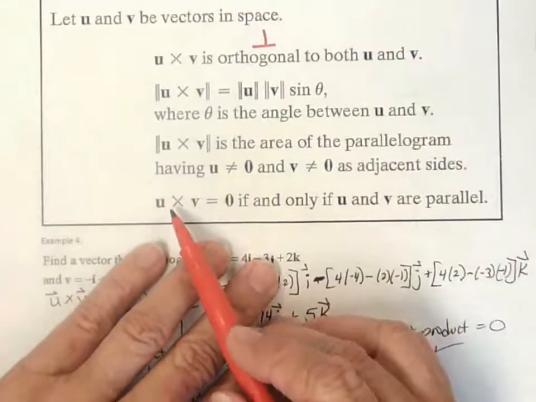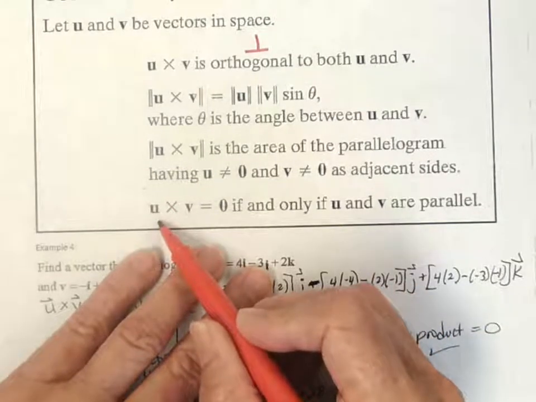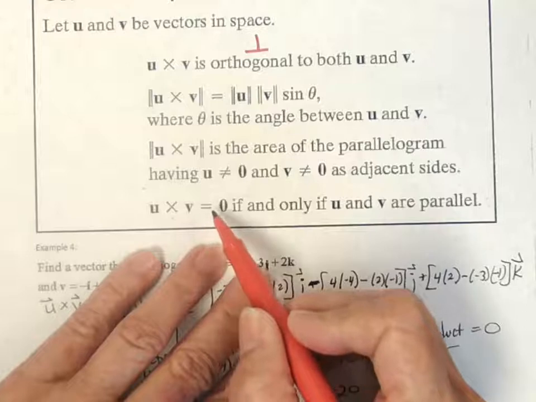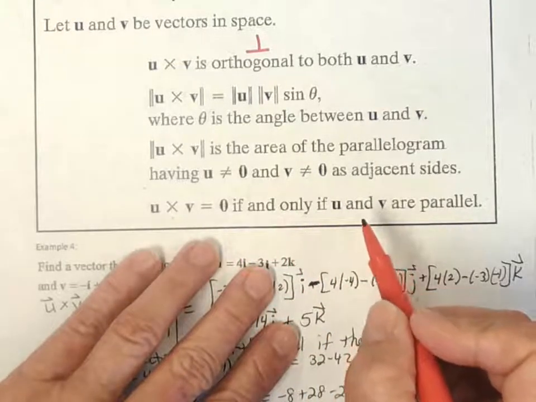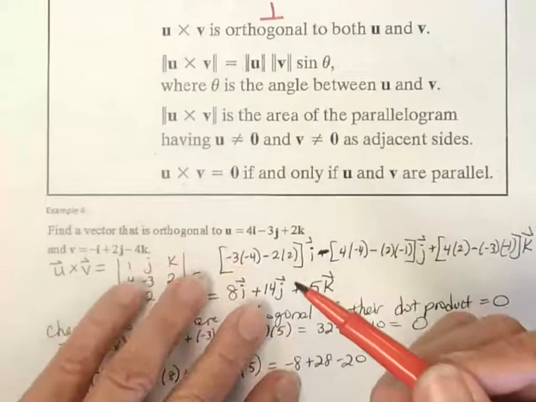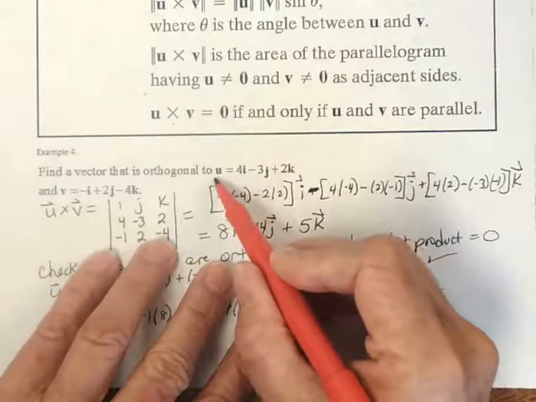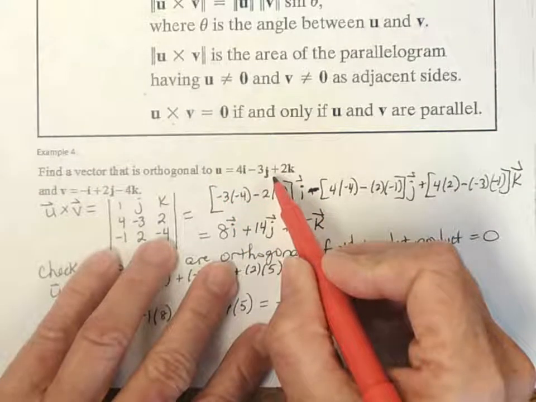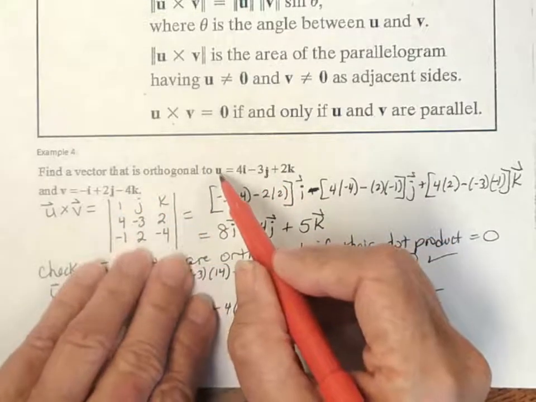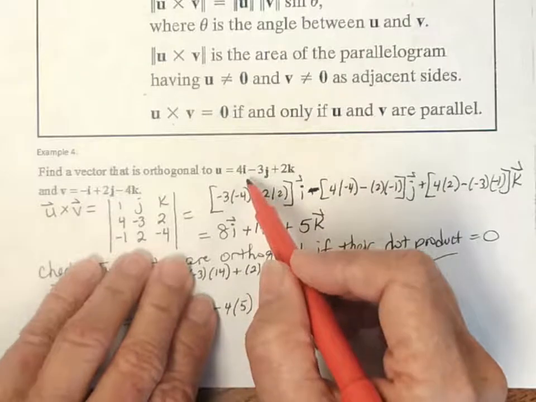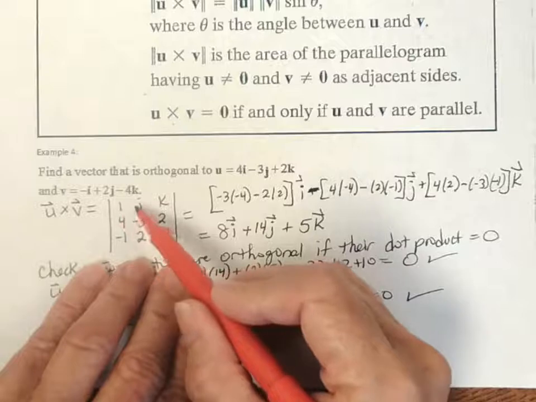Okay, the other geometric property is that vector u cross vector v equals 0 if and only if those two vectors are parallel. Okay, so let's see how we can use some of these properties. So I want to first of all find a vector perpendicular to vector u and vector v. So that means I need to find the cross product of these two vectors. So I'm going to say u cross v, and again we're using i, j, k.